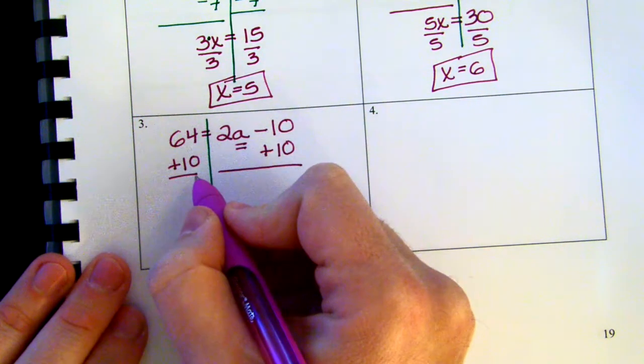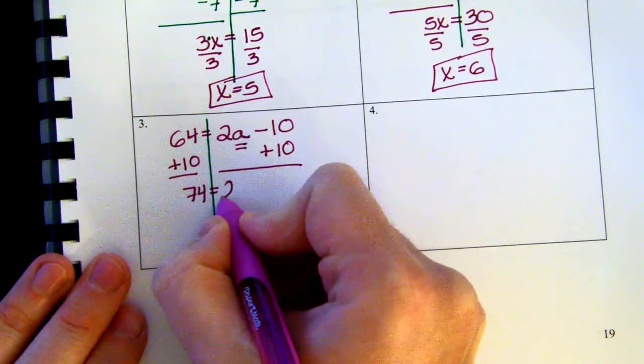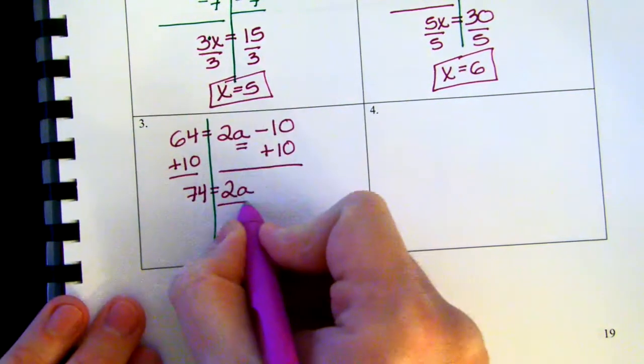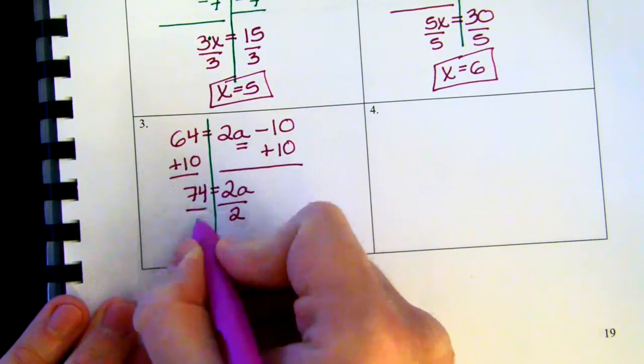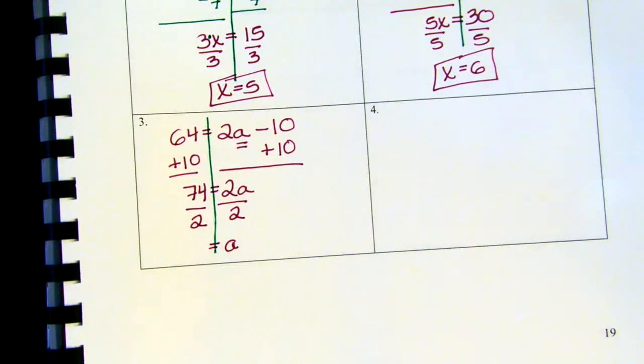64 plus 10 will give me 74. So 74 equals 2a. Then what? I'm going to divide by 2 and divide by 2. And when you're done, a is going to equal what?